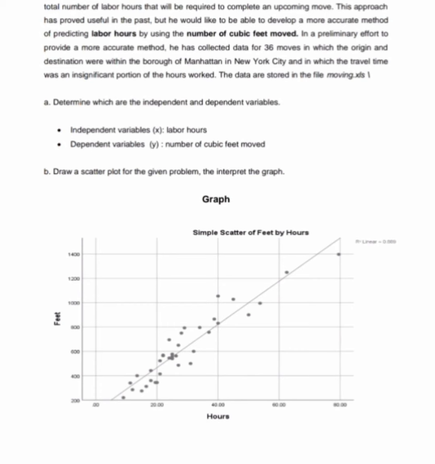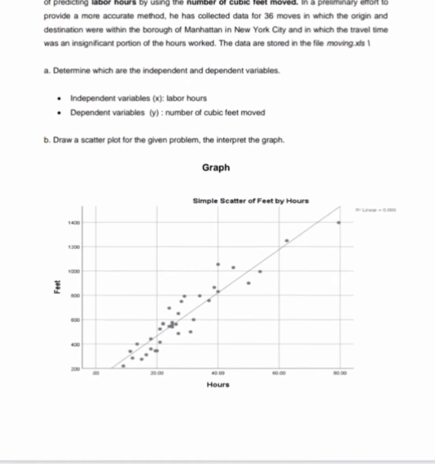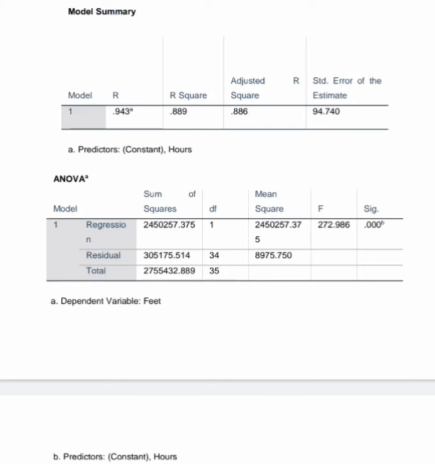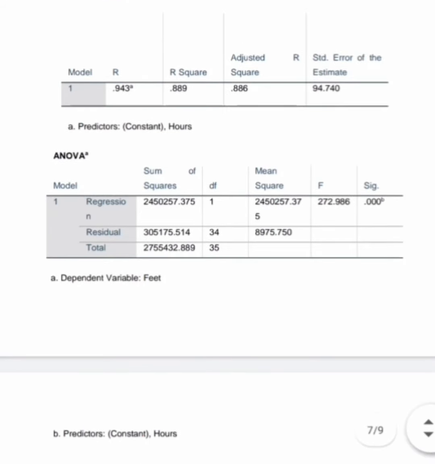For question A, determine which are the independent and dependent variables. The independent variable, which is X, is labor hour, and the dependent variable, which is Y, is number of cubic feet moved. Question B, show a graph of the scatter plot for the given problem. This is the output for the data. The regression output has variables entered, model summary, ANOVA, and coefficients.